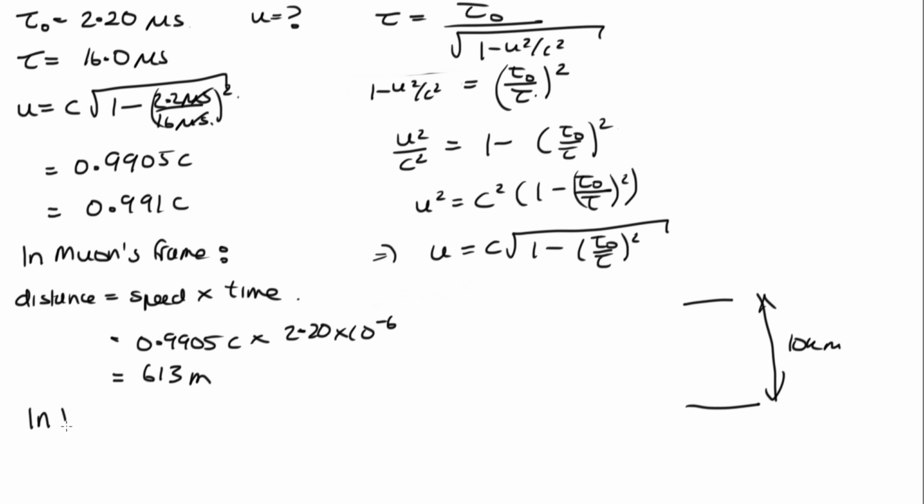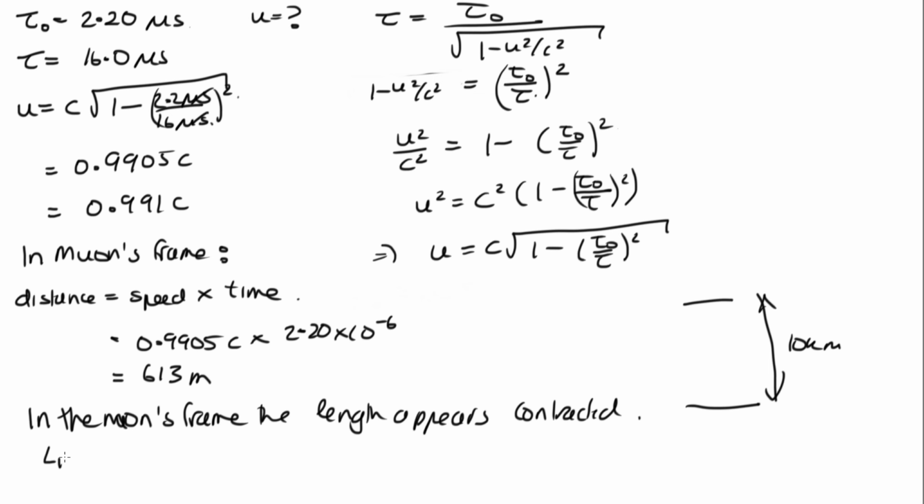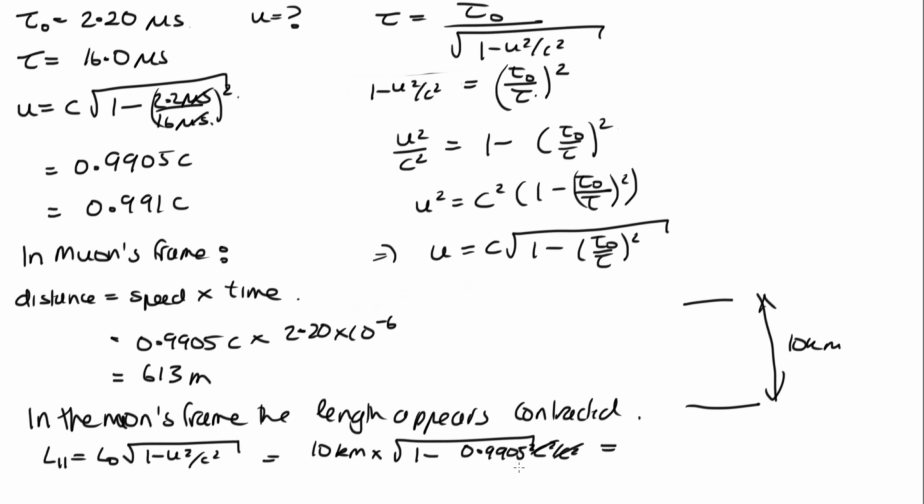So in the muon's frame, the length appears contracted. So the length in the muon's frame is equal to the rest length, which is the length in the Earth's frame, times the square root of 1 minus u squared on c squared. The length in the Earth's frame, we're told, is 10 kilometers. So this is times the square root of 1 minus 0.9905 squared c squared on c squared. And so solving this, we end up with 1,375 meters.